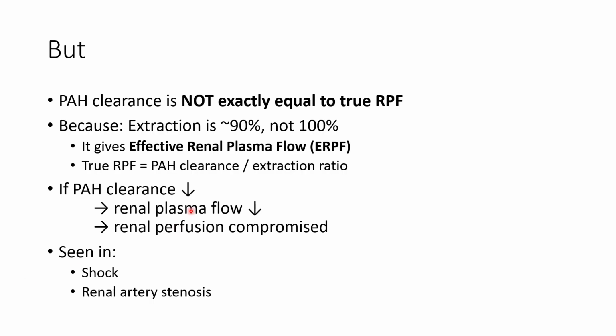But despite that, the extraction is not complete, and there is a little amount of PAH that passes through the kidney without being excreted into the urine. So PAH gives us an effective renal plasma flow. To calculate the true RPF, you calculate the clearance of PAH and divide it by the extraction ratio. If the PAH clearance comes out to be low, it indicates that the renal plasma flow is less and the renal perfusion is compromised, which is seen in conditions like shock and renal artery stenosis.